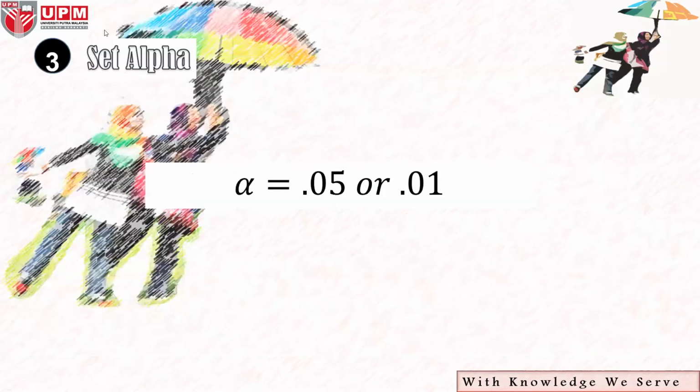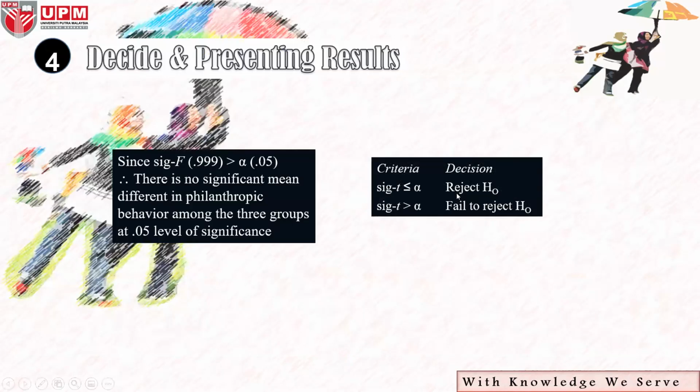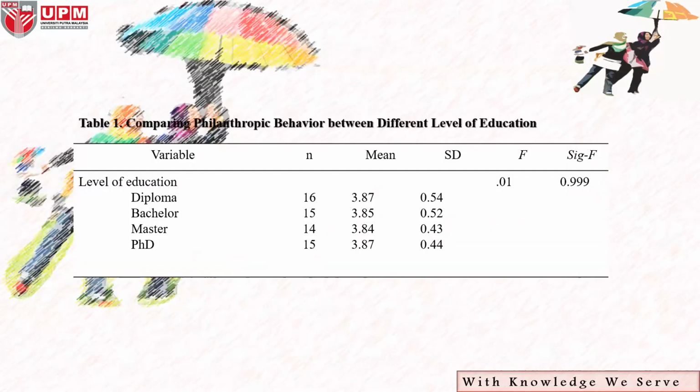Okay. Then we set our alpha, which is 0.05, either 0.05 or 0.01. Okay, this is how to report the finding. Since the significant F, 0.999, is larger than alpha 0.05, there is no significant mean difference in philanthropic behavior among the three groups. Okay, so this is the table to report the one-way ANOVA finding and mean, standard deviation, F value, and significant F.